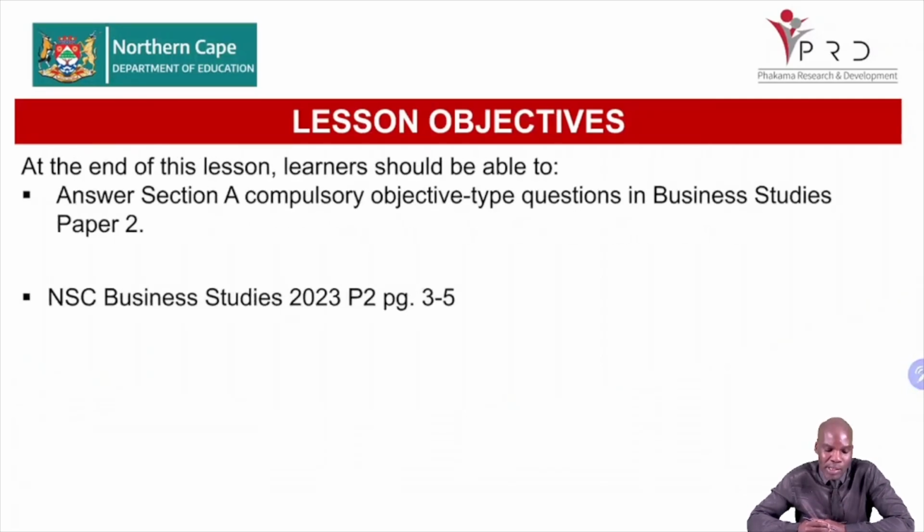At the end of this lesson, grade 12s, you should be able to answer section A, which are compulsory objective type questions in your business studies paper 2. As our resource, we are going to be using the NSC Business Studies 2023 paper 2, and the questions will be coming from pages 3 to 5. We are also going to be using the exam guidelines of the DBE 2021.